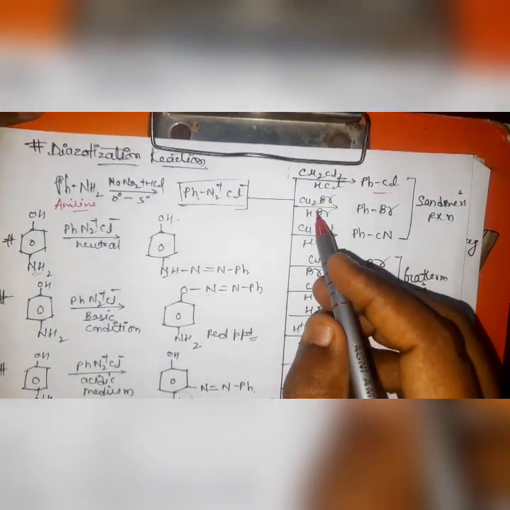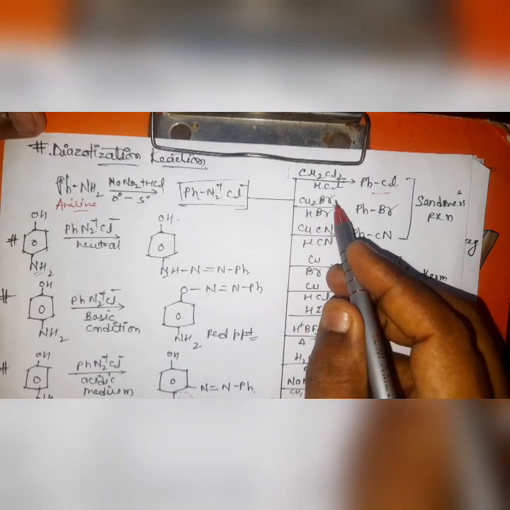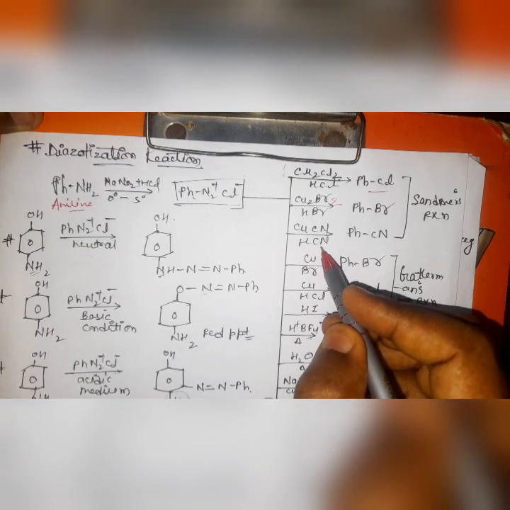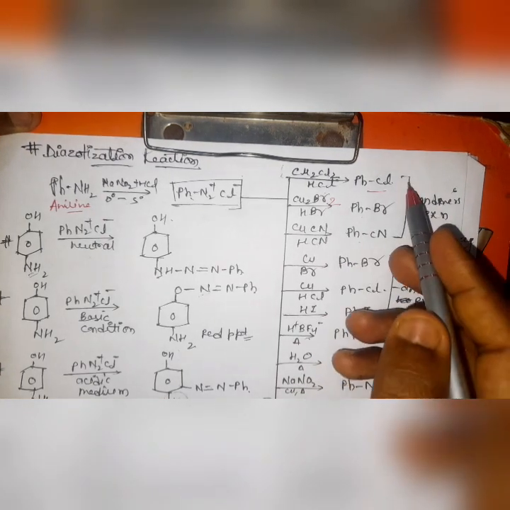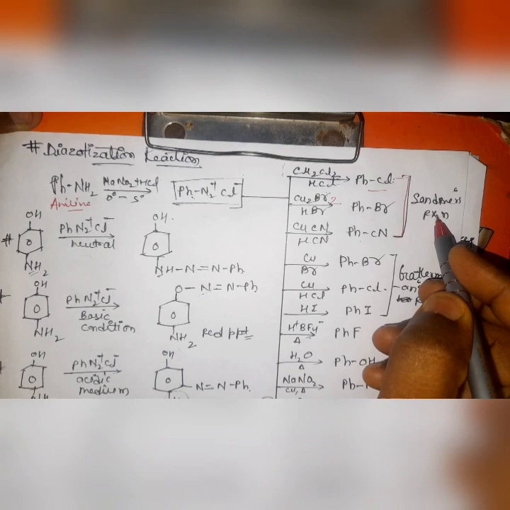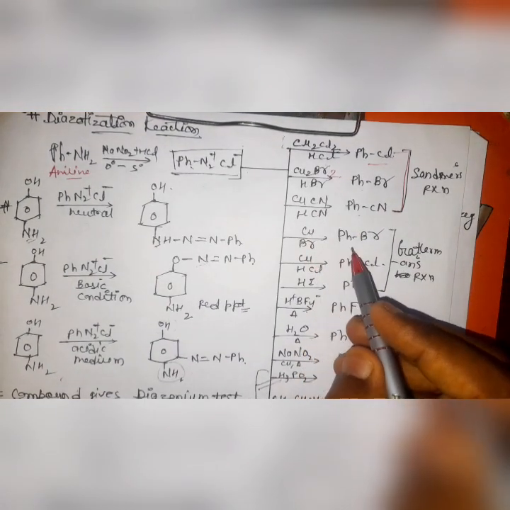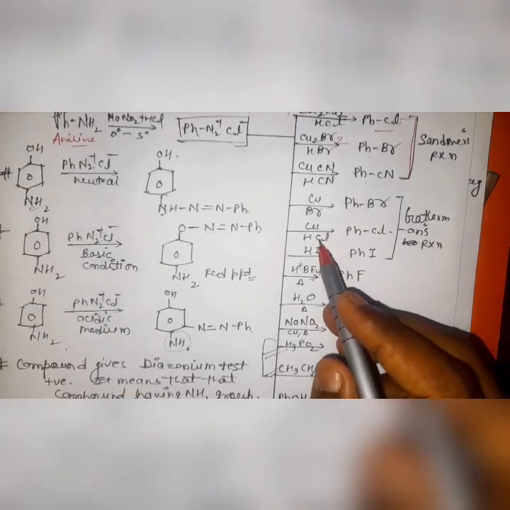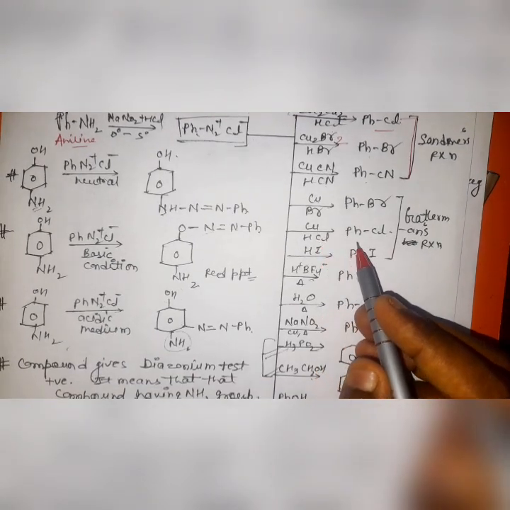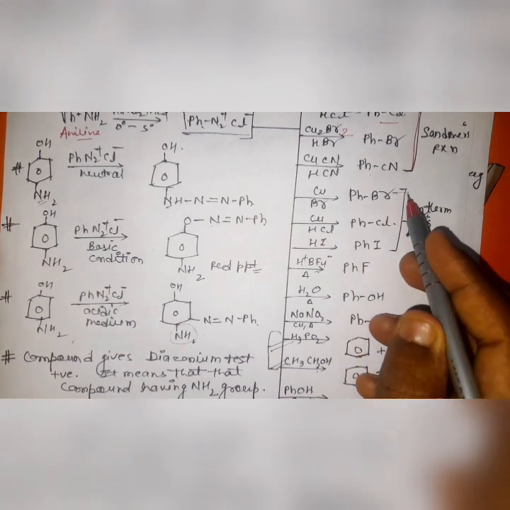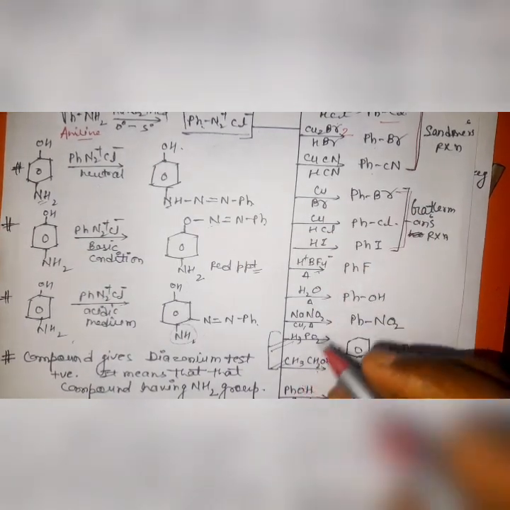When it reacts with Cu2Br2 with HCl, it will give PhBr, and with CuCN and HCN, it will give PhCN. These reactions are called the Sandmeyer's reactions. When it reacts with CuBr, it will give PhBr. When it reacts with Cu and HCl, it will give PhCl. When it reacts with HI, it will give PhI, and these three reactions together are called the Gattermann's reaction.